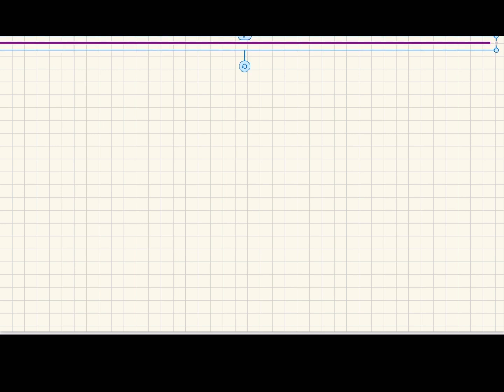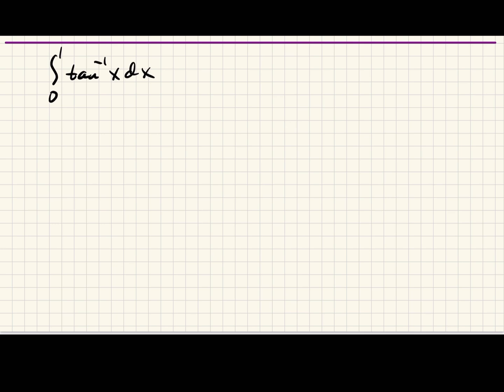Well, what if we have limits of integration? So what if we have something like the integral from 0 to 1 of inverse tangent x dx?